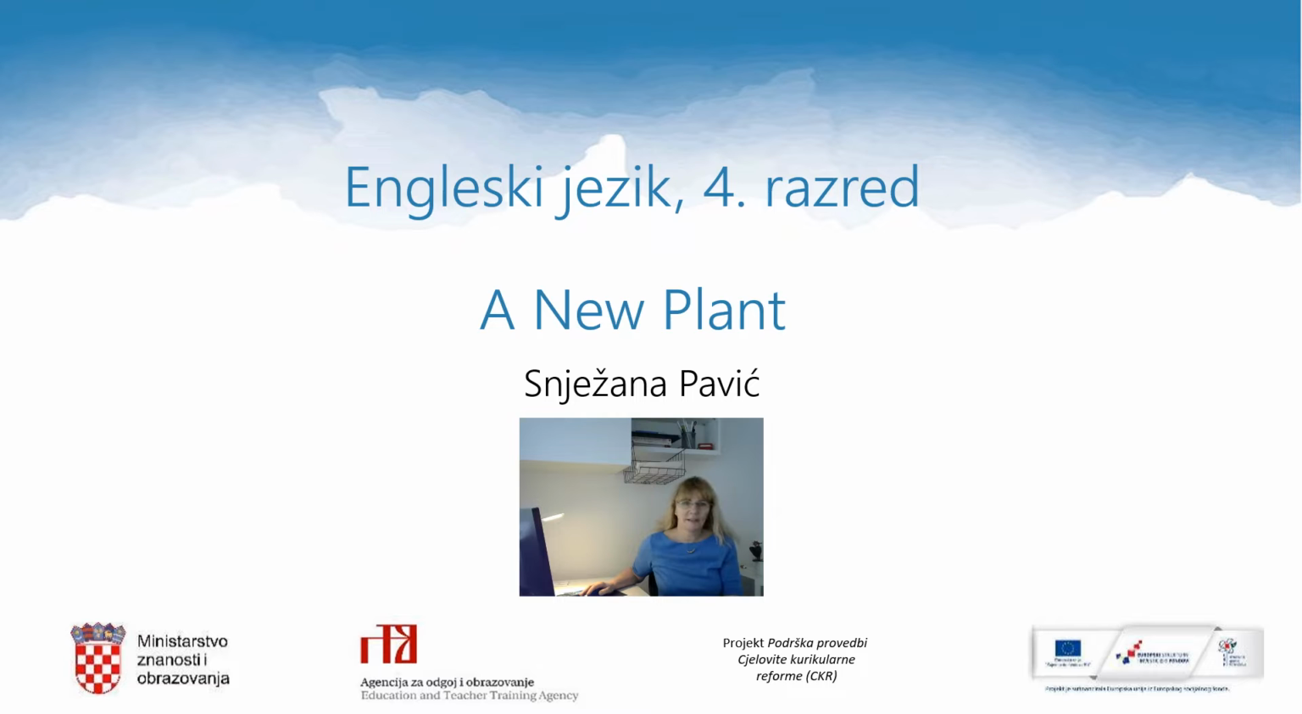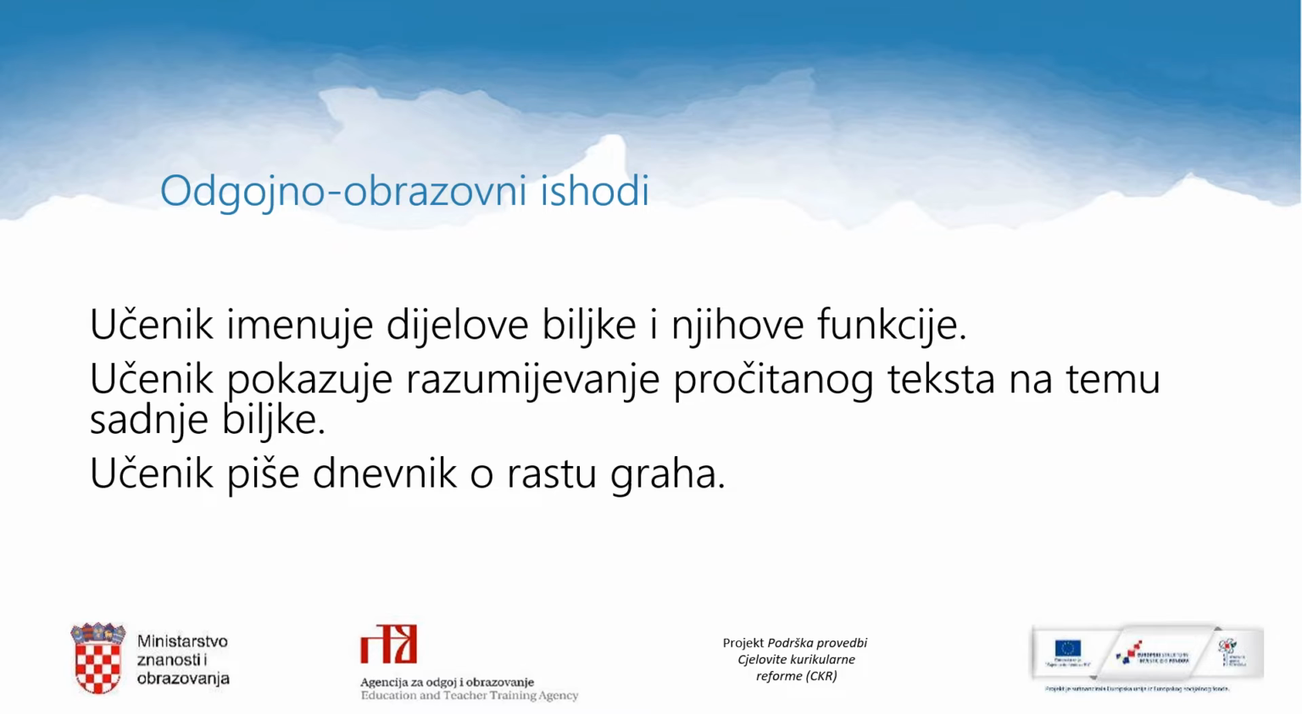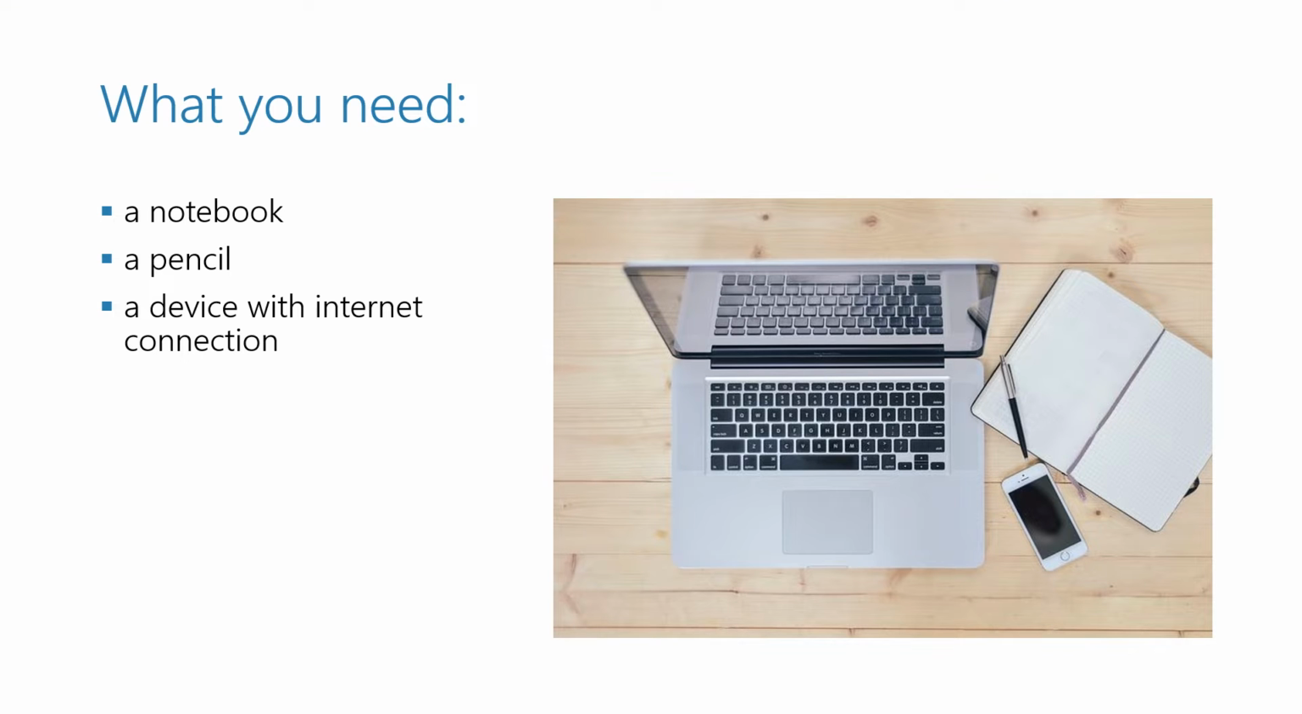The topic of today's lesson is a new plant. By the end of this lesson you will be able to name parts and functions of a plant. You will be able to read a text about how plants grow, and you will be able to write a diary of a bean plant. For this lesson, you need a notebook, a pencil, and a device with internet connection.